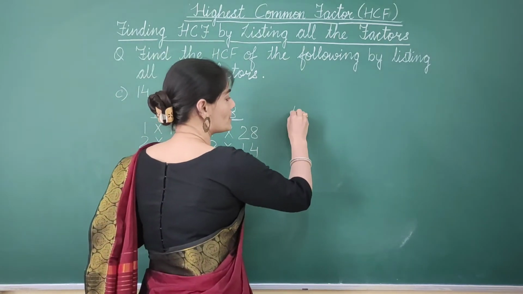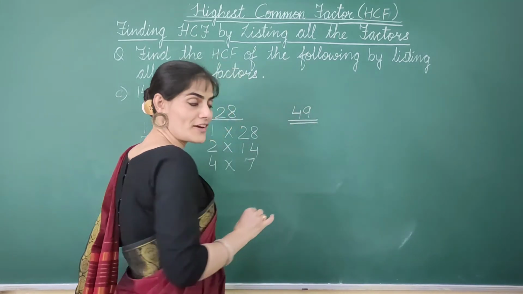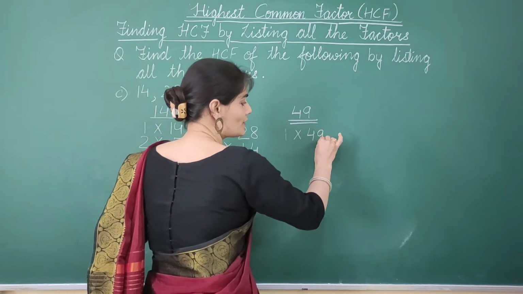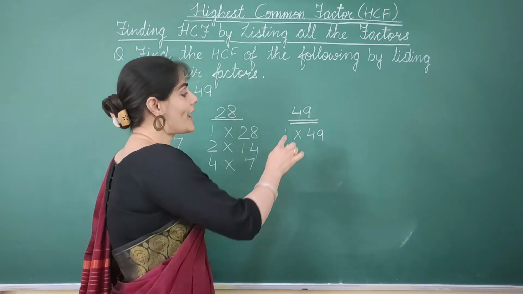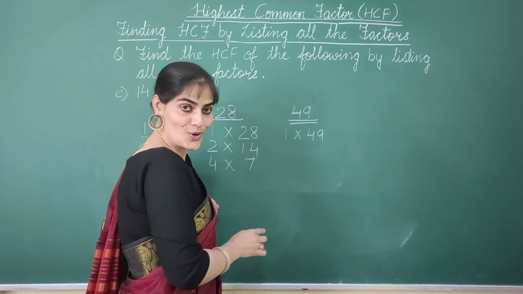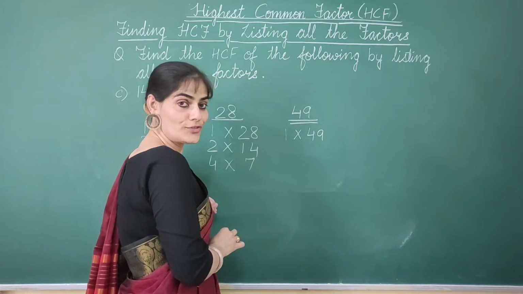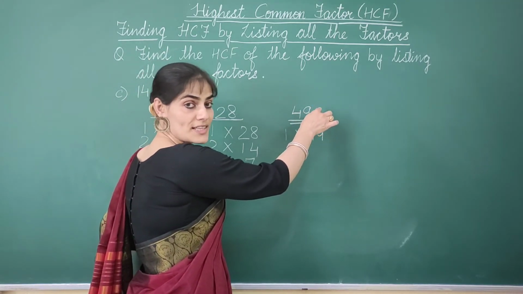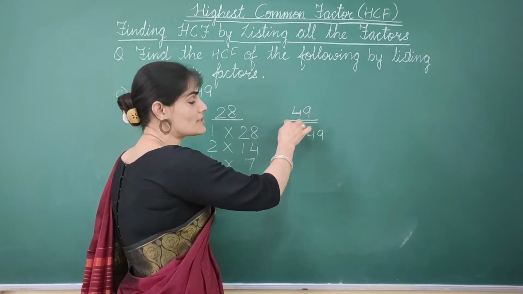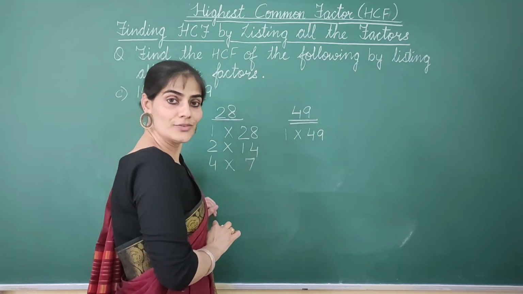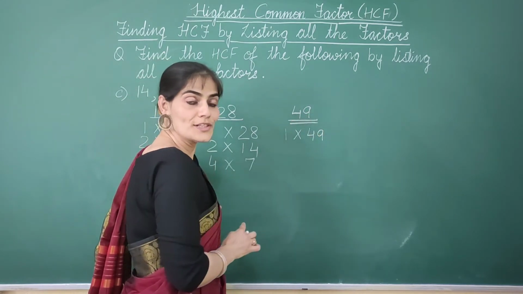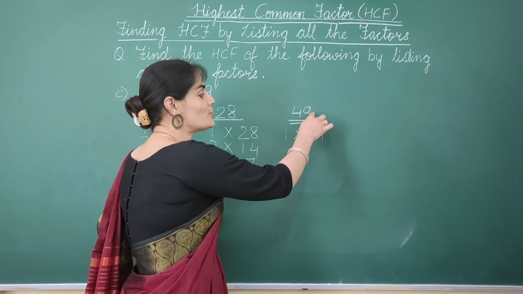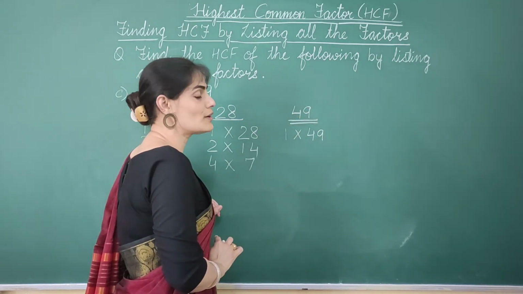Now the next number is 49. Now we find the factors of 49. 1 into 49 will give us the product as 49. As it is an odd number, so 2 is not its factor. Let's check it for 3. Now we are going to find the sum of its digits. If the sum is divisible by 3, that means the number is also divisible by 3. 4 plus 9 is equal to 13. 13 is not divisible by 3. That means 3 is not the factor of this number 49.